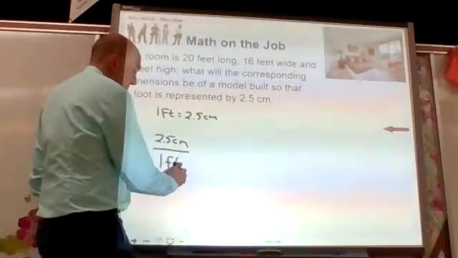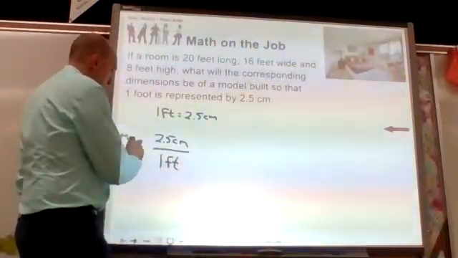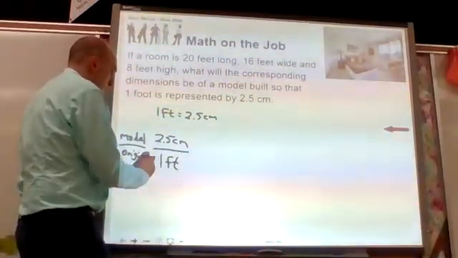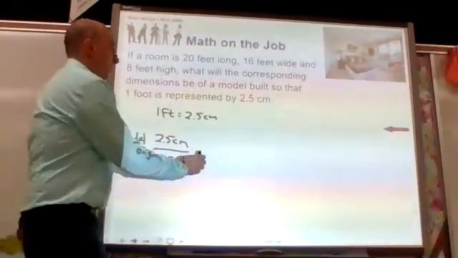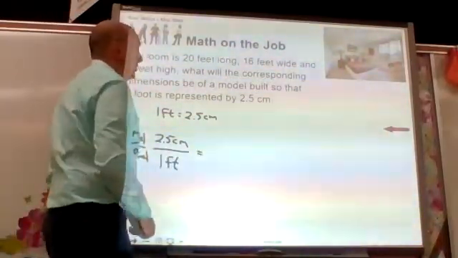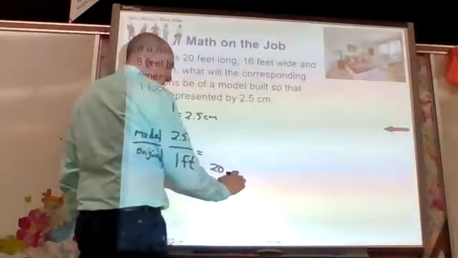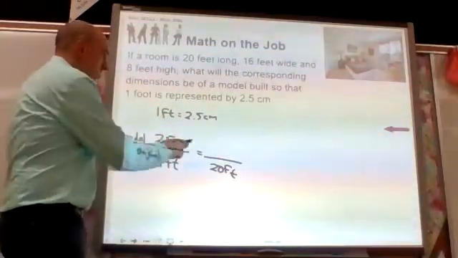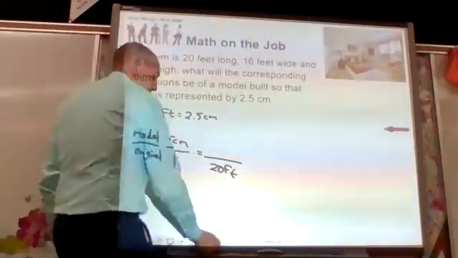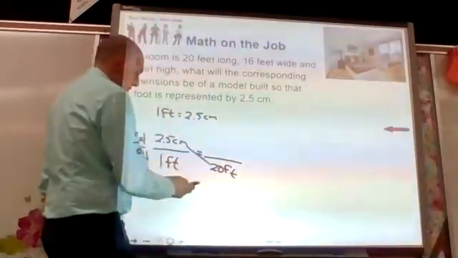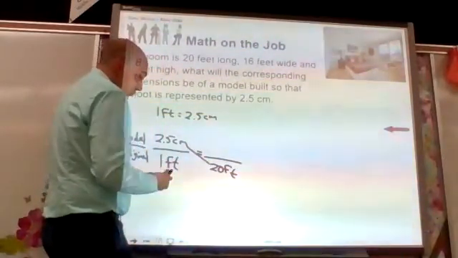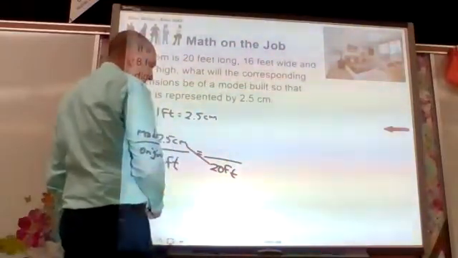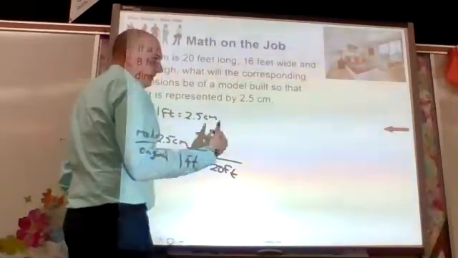We set up our scale factor as 2.5 centimeters over 1 foot. That's model over original. So if 2.5 centimeters equals 1 foot, we're going to have the same proportion when we have 20 feet on the bottom. How do we calculate this missing one, the model size for that wall? We multiply these together and then divide by this number here, which is just 1, to make it super easy. 2.5 centimeters times 20 feet is 50 centimeter feet divided by 1 foot, 50 centimeters.